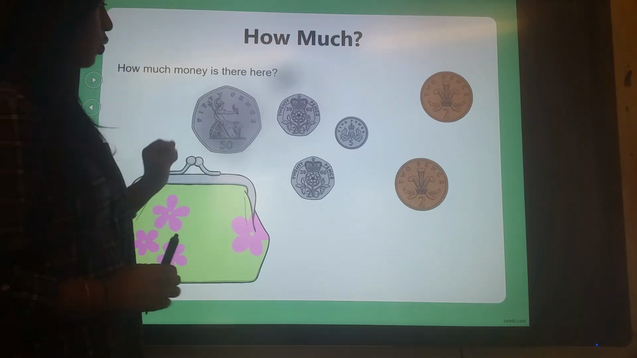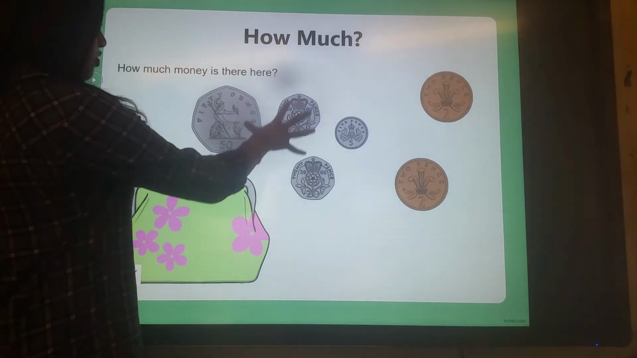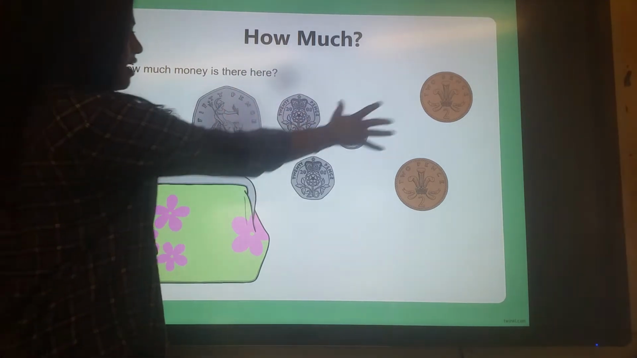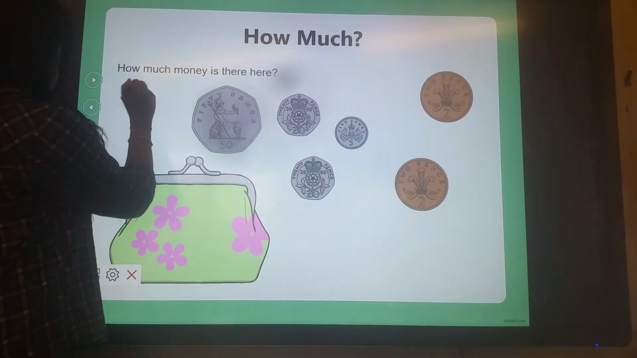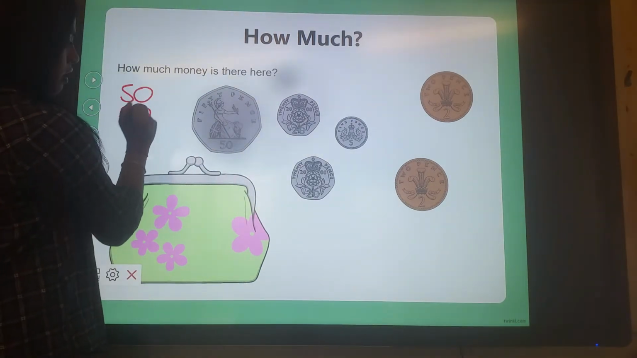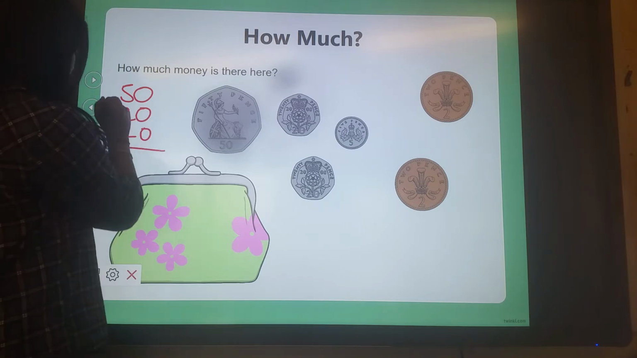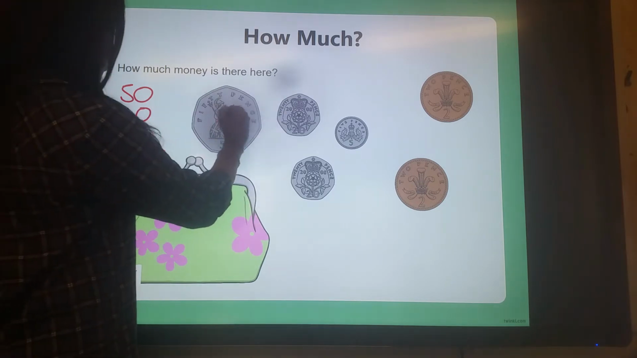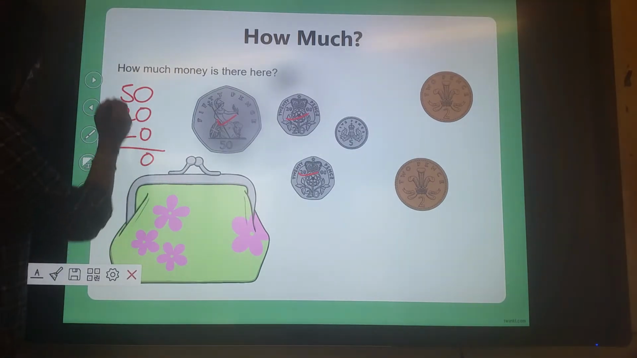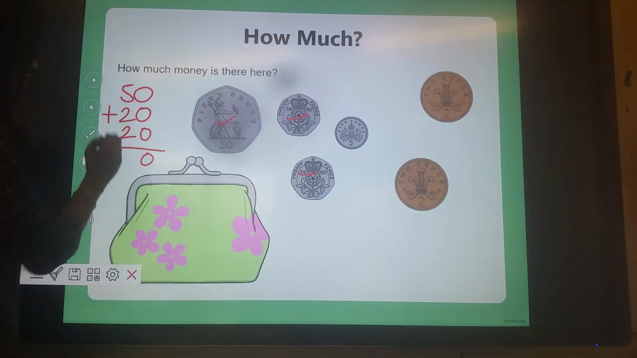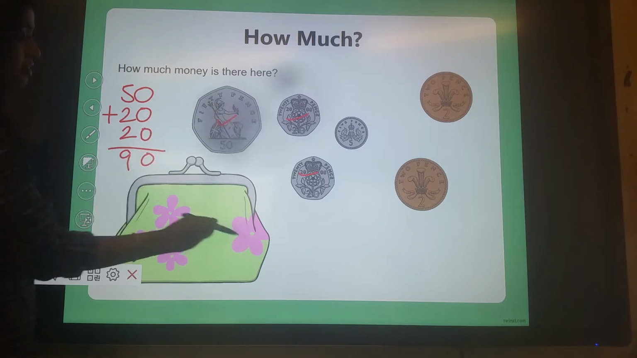So there are 6 coins here. I'm going to start by adding these 3 coins together first, and then I'm going to add these 3 coins. So I've got a 50p, a 20p, and another 20p. So 50, 20 and 20. 0 plus 0 plus 0 is 0, 5 plus 2 is 7, and 7 plus 2 is 9. So I have 90p here.